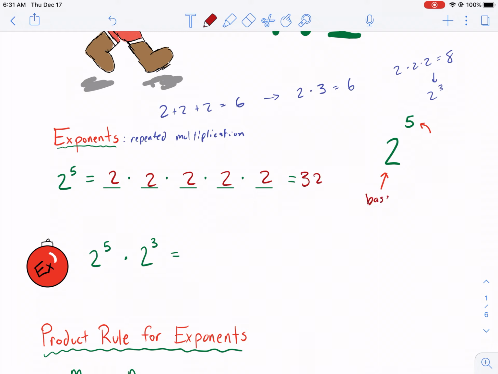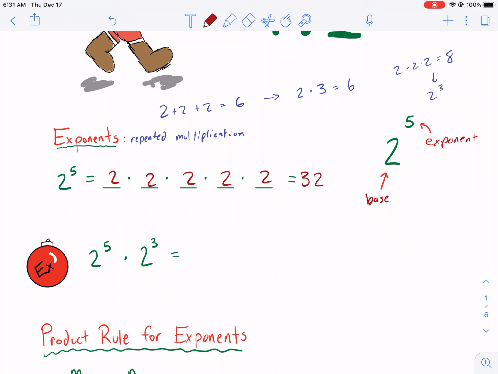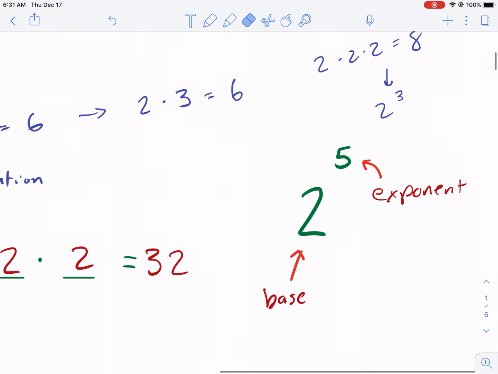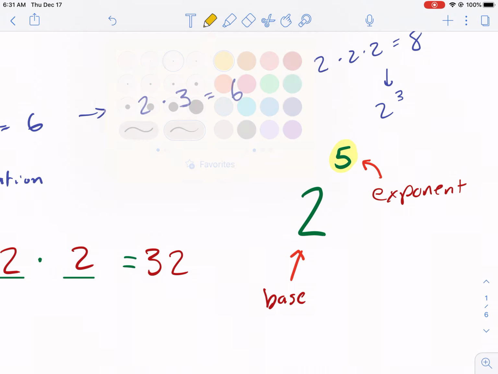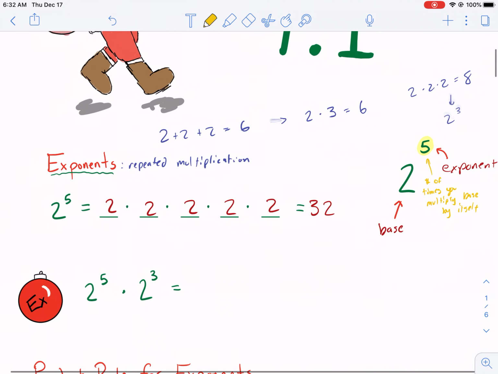2 is the base, and 5 is the exponent. Whatever the base is, you multiply it times itself. That's the key part of exponents. You multiply it times itself 5 times. Whatever the exponent says, that's the number of times you multiply the base by itself. I wish I could have said that without saying you, but too late.